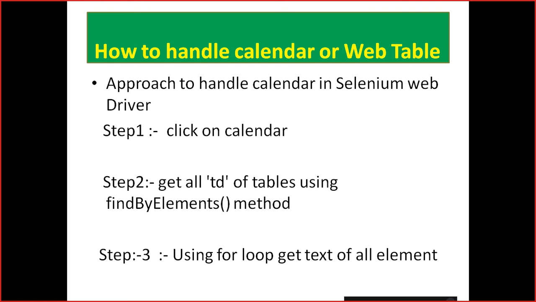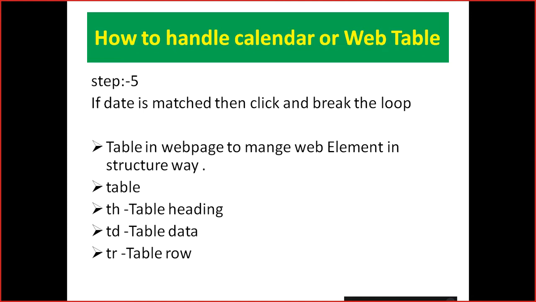Step 2, get all the TD of the table using findElements. And step 3, we will use a for loop to extract or capture all the data which is available on the table, or web table, or calendar. So the concept is the same, right? If the date is matched, then click and break the loop. So these are the steps we will follow.